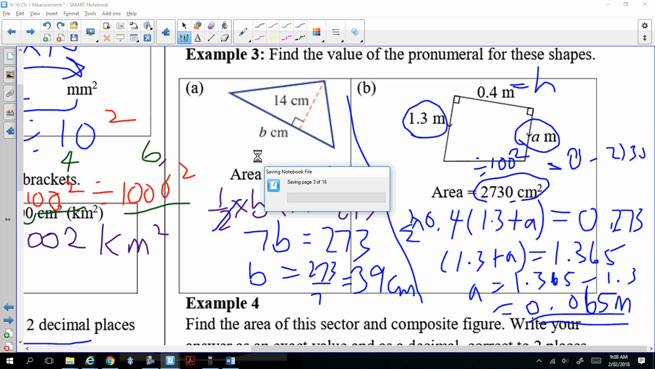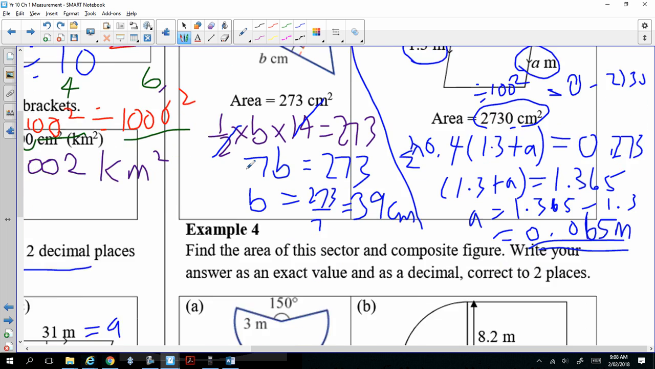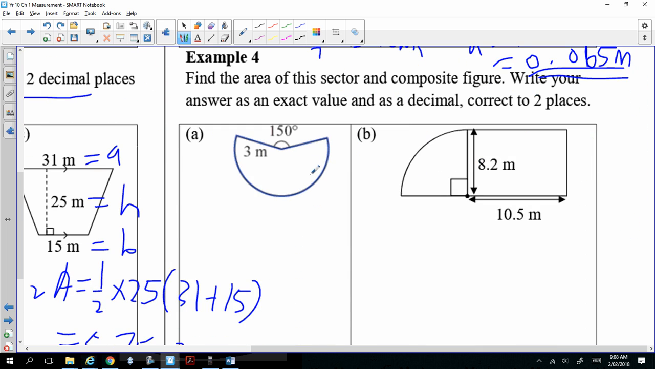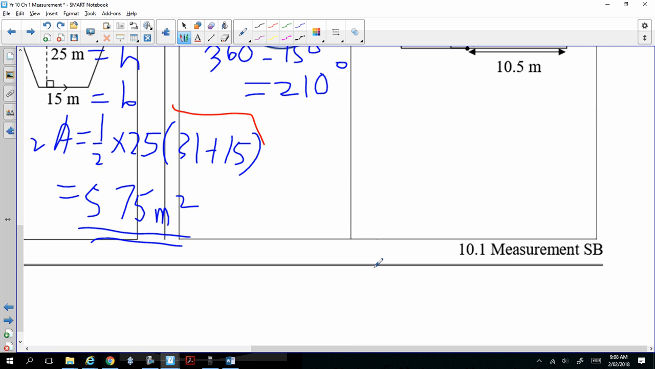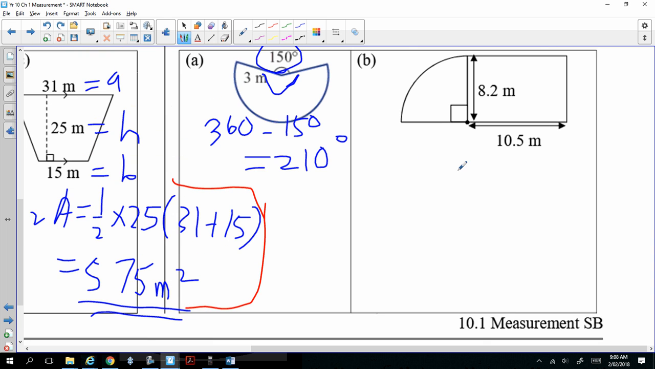Okay. Next is the area of the sector. So to do that, be careful. You have to find this angle. You can't use the 150. So what you do is you do 360 minus 150, which is 210 degrees. And then you're going to use the formula. So you do 210 over 360 times by pi times the radius squared. Okay? And then use your calculator. Now, write your answer as an exact value, then as a decimal.